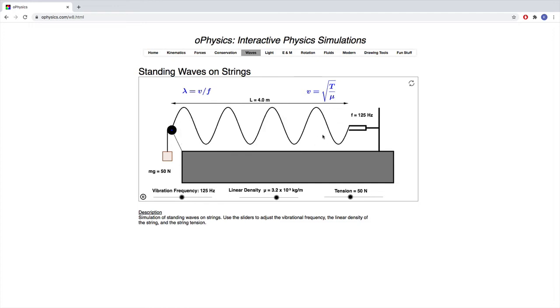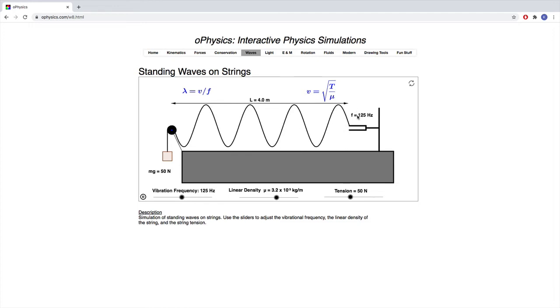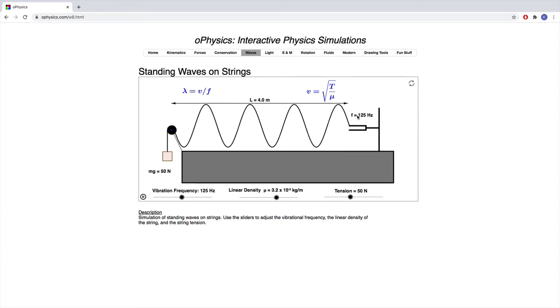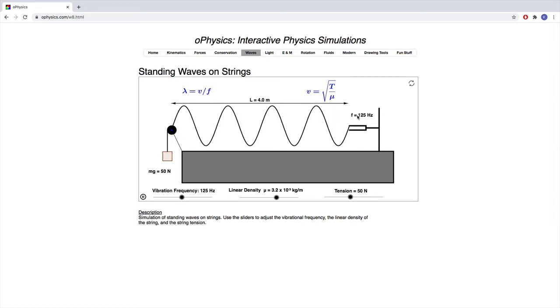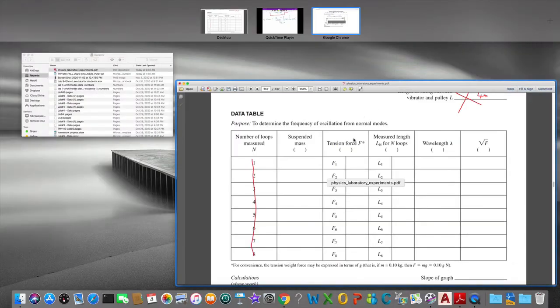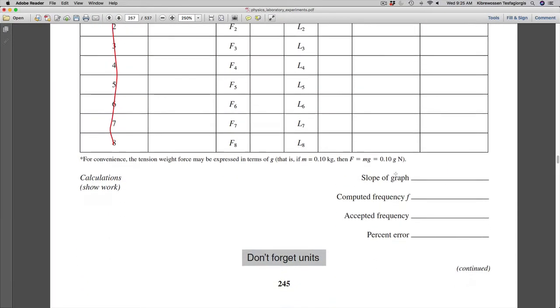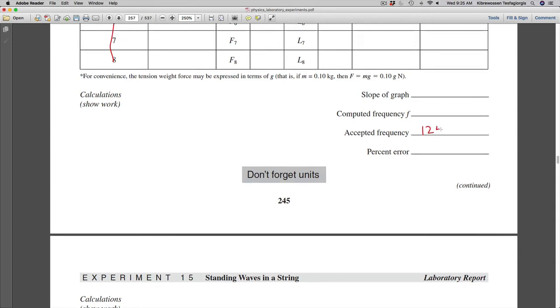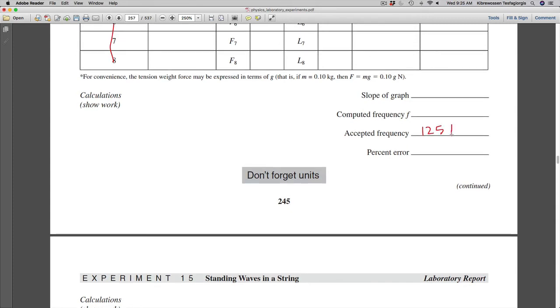So don't change the frequency. The frequency is given already, 125. This is an example. If you take a frequency of, for instance, 100, then you have to keep that frequency throughout the experiment, because that frequency is your real value. For me, my real value is 125, so my accepted frequency here is 125. I need to fill that out, and it's measured in hertz, which means per second.